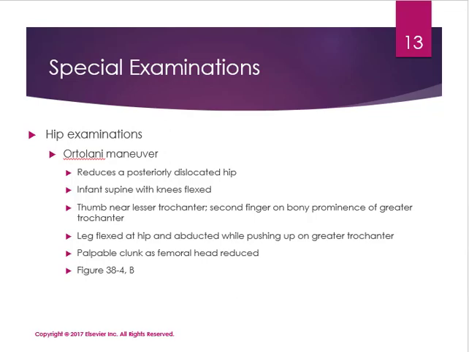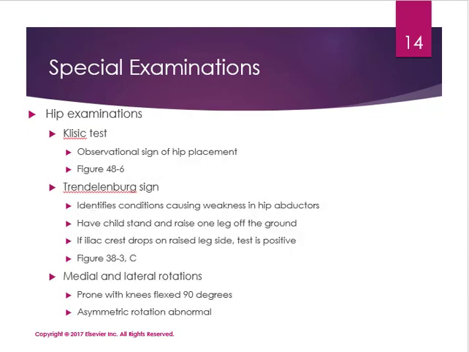The next one is the Klisic test, and it provides an observational sign of hip placement. You put the tip of your third finger of one hand over the greater trochanter and the index finger of the same hand on the anterior superior iliac spine. There's a good figure of this on page 1049 in the book, but you draw an imaginary line between the index and the third fingers, and normally this line should run through the umbilicus. If the hip is dislocated, the line tends to be more between the umbilicus and the pubis.